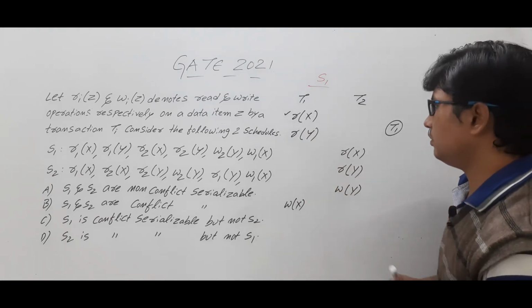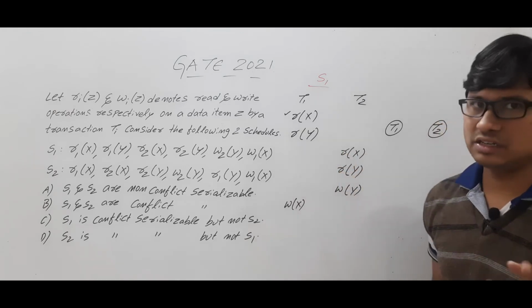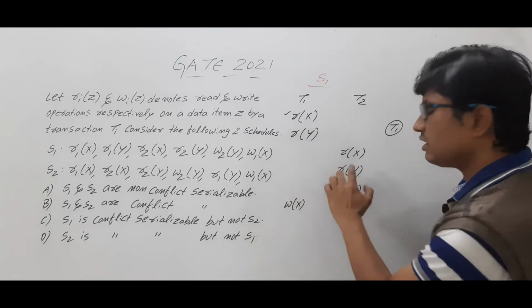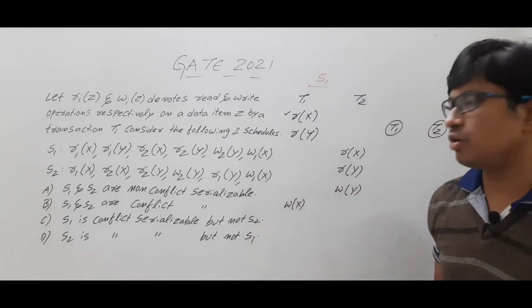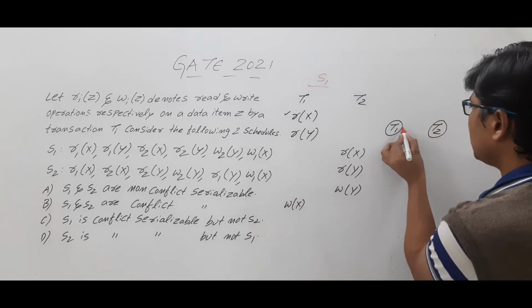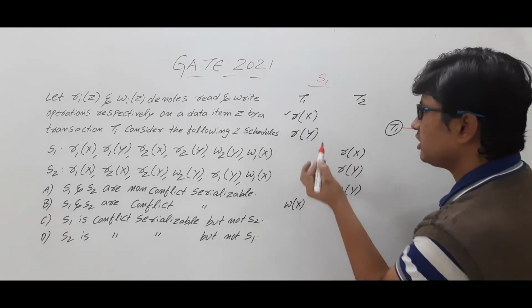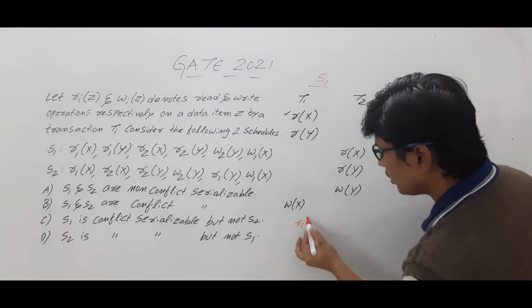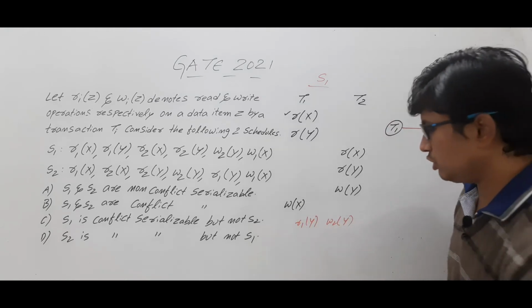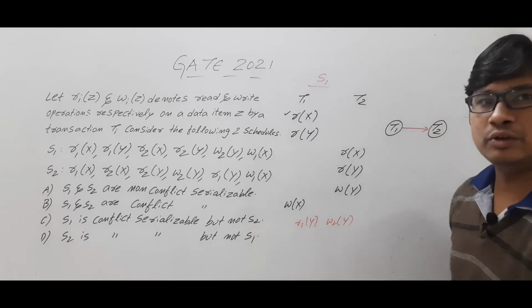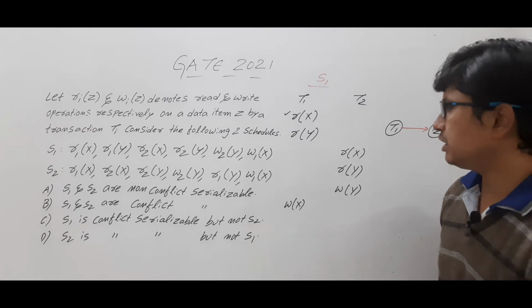Now come to the read of Y. Read of Y and read of X is not a conflict. Read of Y and read of Y is not a conflict. Read of Y, write of Y is a conflict. So you need to draw an edge from T1 to T2 because you have a conflict operation from R1 of Y to W2 of Y. That means first you need to perform this read operation, then you have to perform this write operation. So that's why we are drawing an edge from T1 to T2.